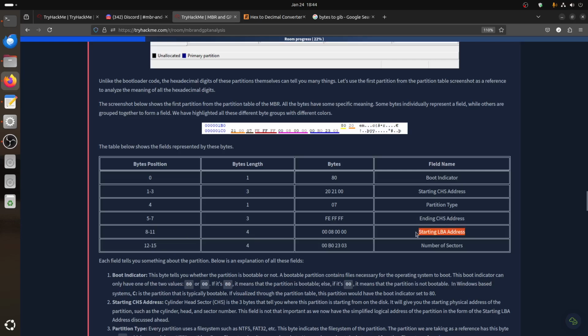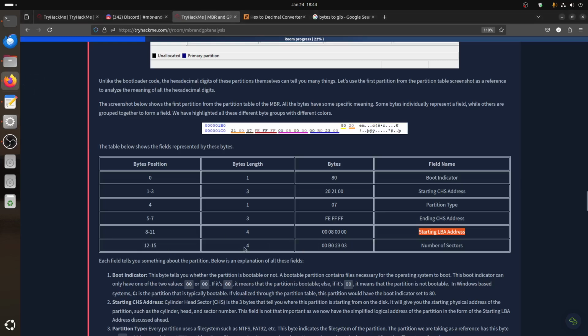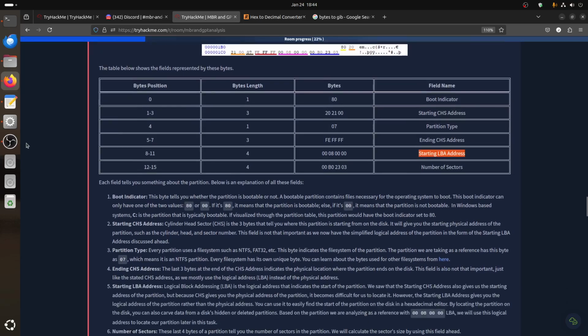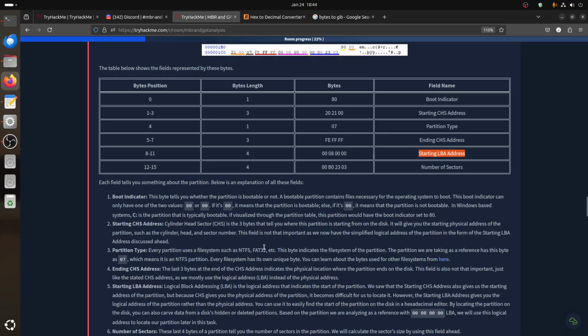This is what is always interesting for us: the starting LBA address. This is the one where we can find where the partition starts, and then we have the next 4 bytes, which are the number of sectors. Now if you highlight them, you can find, for example, the next 4 bytes.